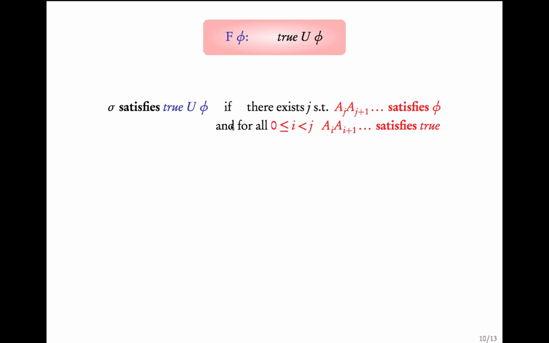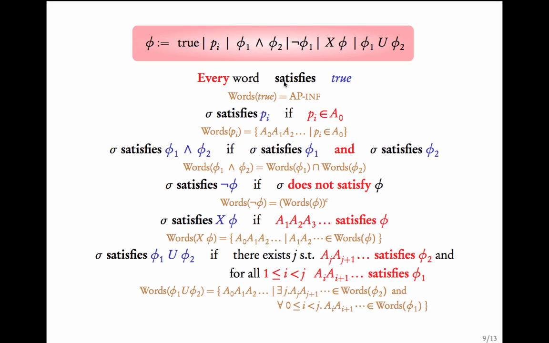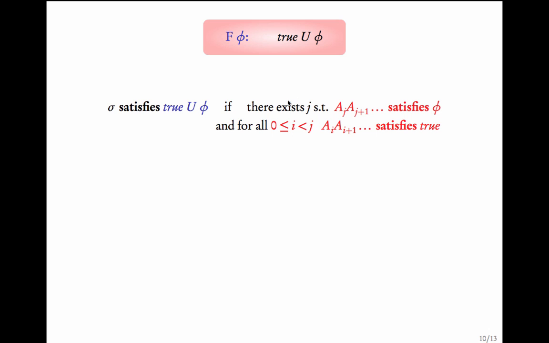Of course, this statement would be true for any word a naught to aj minus 1, no matter what a0 to aj minus 1 is, this is going to be true because the LTL formula true contains all words, right? Every word satisfies true, so words of true is the set of all infinite words. So no matter what a0 to aj minus 1 is, this statement is true. So we will just remove it.